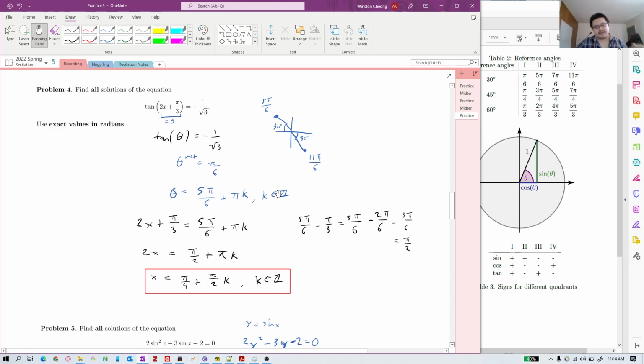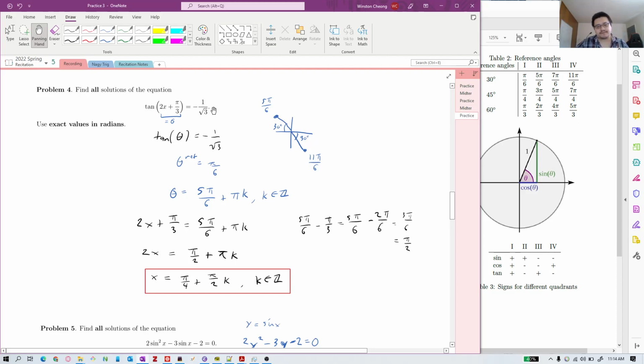Now we come back to the original problem we were working with. We do that by replacing the theta with how we've defined it. So we called this 2x plus pi over 3 inside the parentheses. We called that theta. So now we're just replacing this out, and we copy this down. So this is now what we're working with. And, well, what are we trying to find? We're trying to find all solutions, all values x that satisfy this equation.